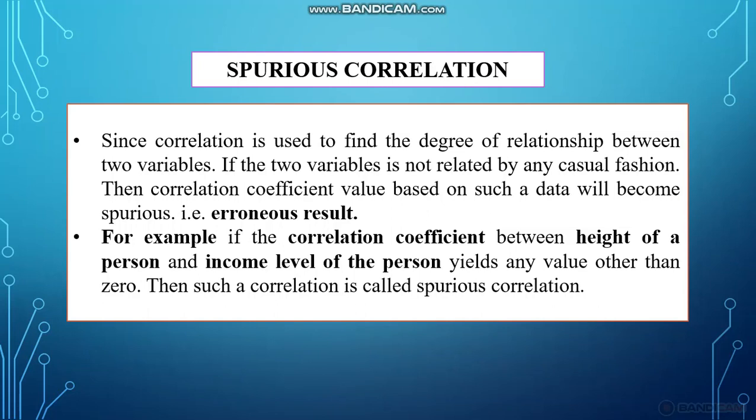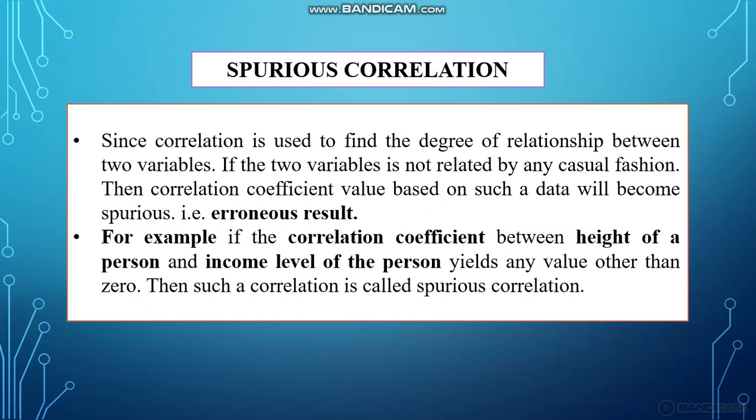But if the correlation gives some value, then such a correlation is called spurious correlation. That is, if the two variables are not related in any causal fashion, then the correlation coefficient value based on such data will become spurious. Before that, the two variables should have a common relationship, and only then do we find the correlation.